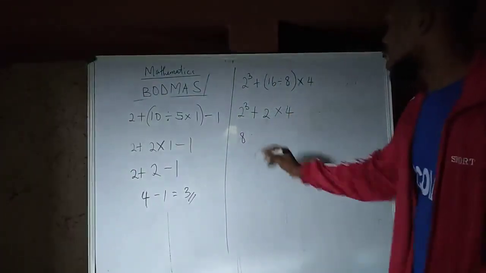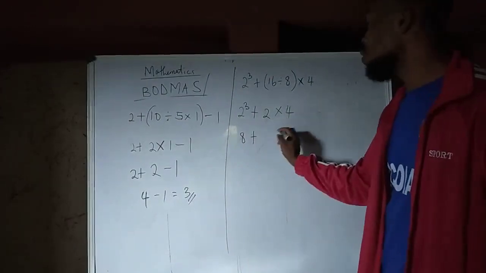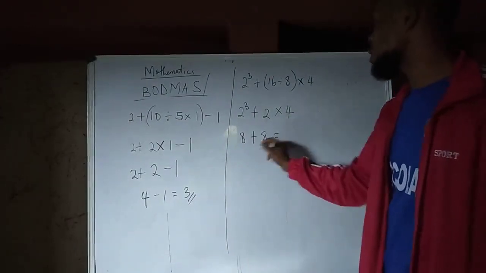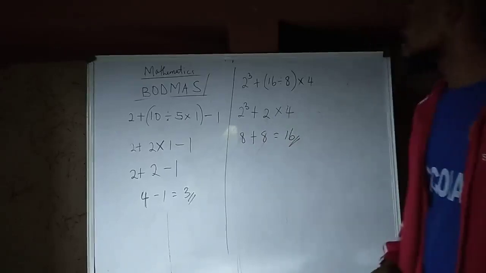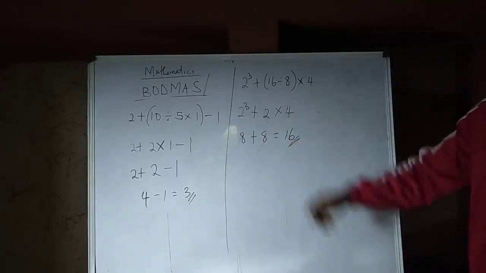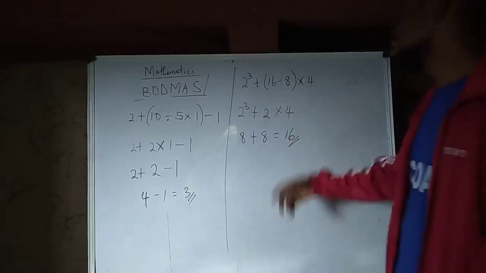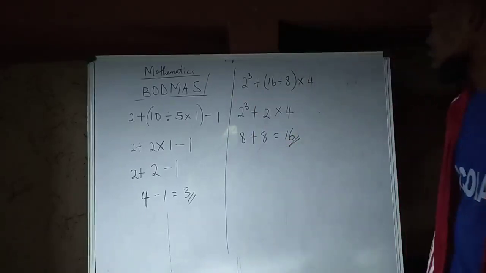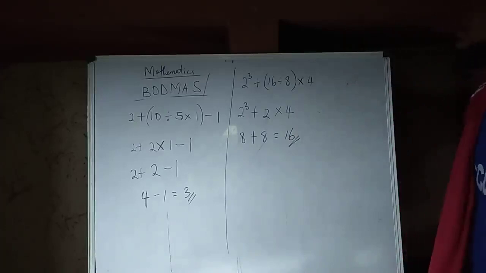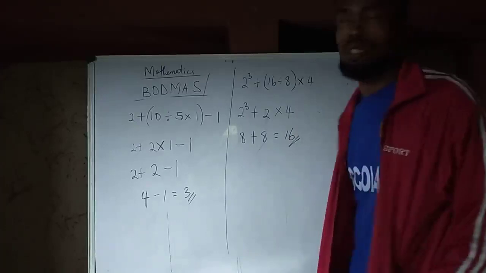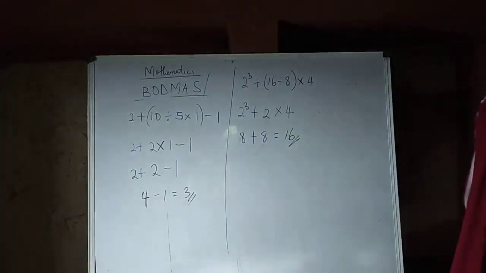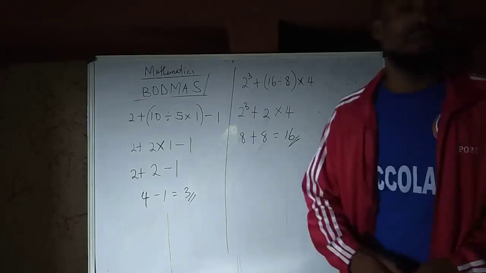Okay, now I have 8 plus 2 times 4, which is also what? 8. So 8 plus 8 gives me what? 16. Alright, so this is the answer. Now if I do this any otherwise, I may not be arriving at this answer. So that's it about this whole problem. So that's it about BODMAS basically.